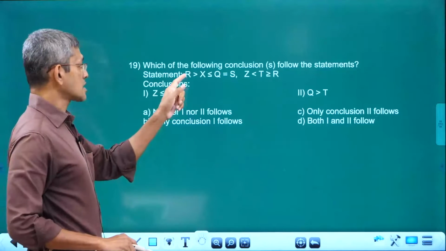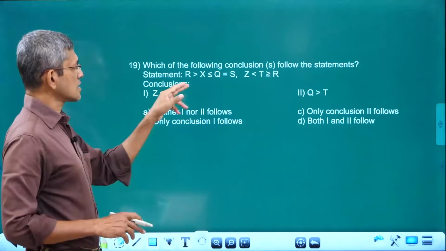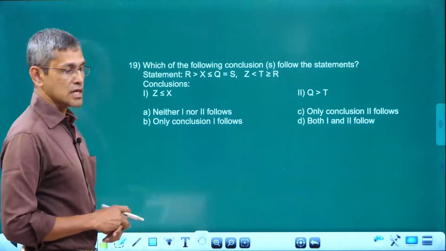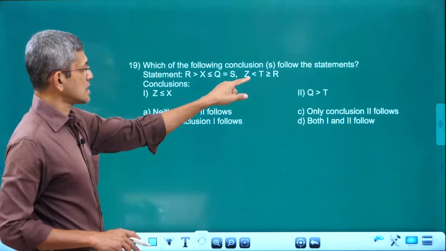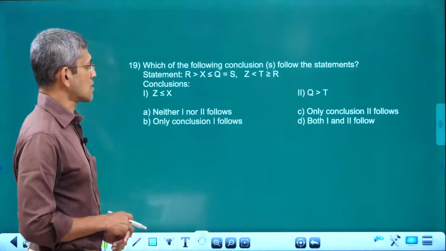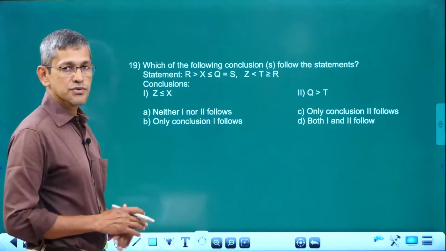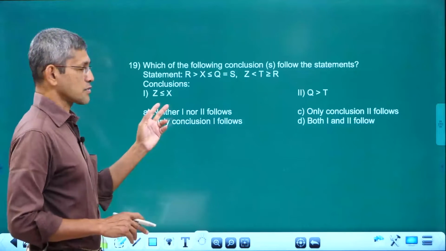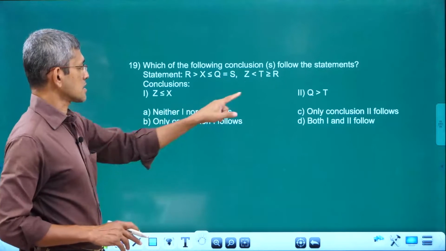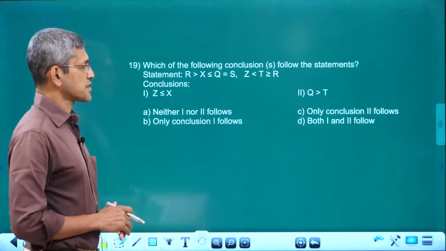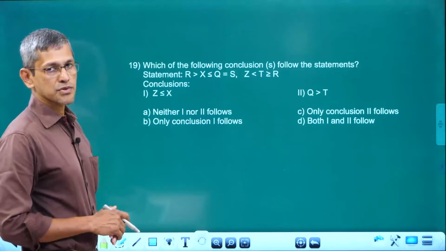Which of the following conclusions follow the statements? R greater than or equal to x, x less than or equal to q, and q is equal to s. And second statement, z less than t, t greater than or equal to r. Do we need to combine these two statements? Look at the conclusion: z is less than or equal to x. Z is here, x is in the first statement. Definitely we need to combine those two statements.